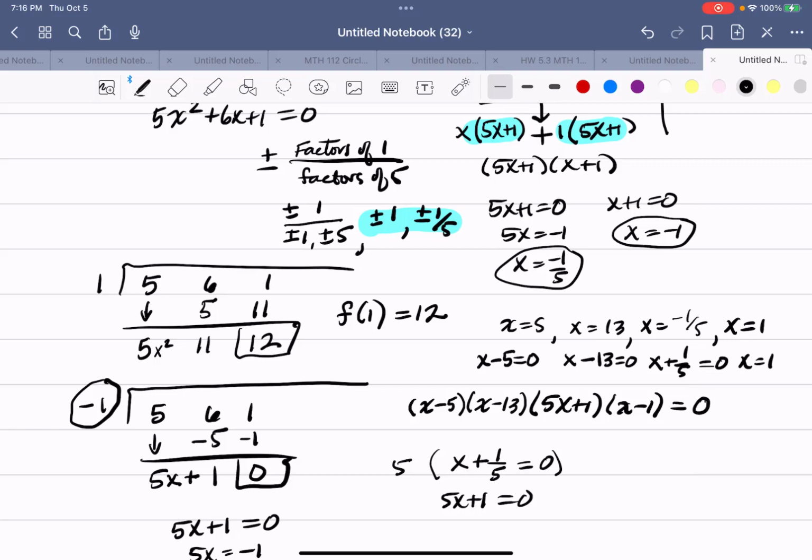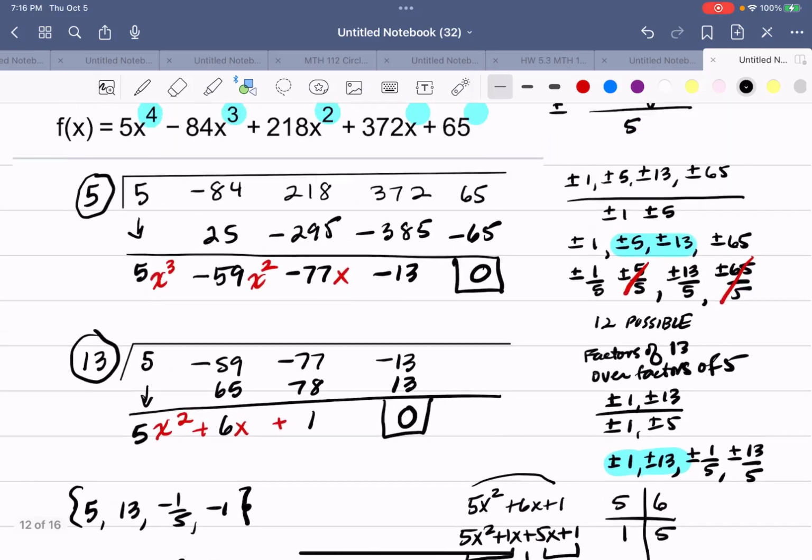So if you want to take the time to multiply that out, or put it into Mathway and see what you get when those 4 things are multiplied, not the equal 0, but the 4 factors, you should come out to this original function.